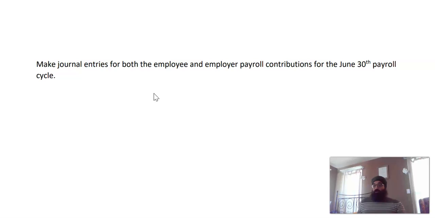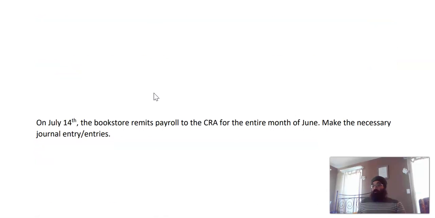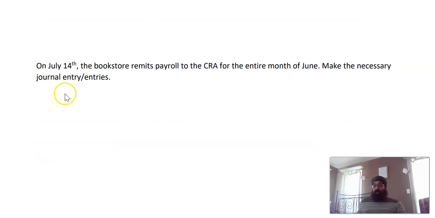And then you make a second journal entry for the employer's contribution to match the CPP and 1.4 times the EI. And finally, the remittance to the CRA. Just be aware it's for the entire month. It's monthly, just not for 2 weeks, right? So you want to adjust your amount so they reflect a monthly total. So two payroll cycles. And make the journal entries.